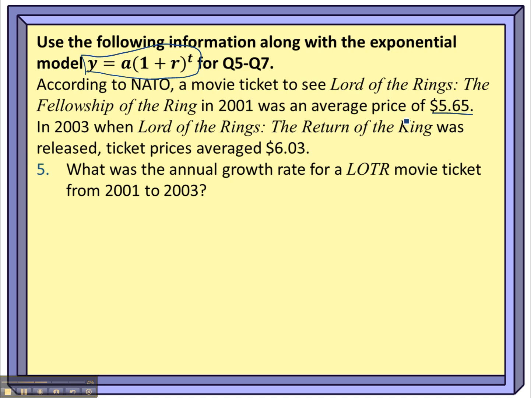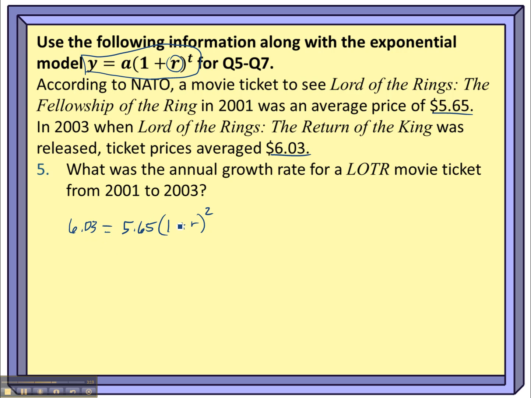So you can't just take a percent change between these two. We have to use this model and just plug our numbers in. A is going to be our original amount, which is $5.65. So $5.65 times 1 plus our rate, and the rate is what we're solving for. So 1 plus r raised to the t power. How many years was that? From 2003 to 2001 is 2 years. And all of this should be equal to $6.03.